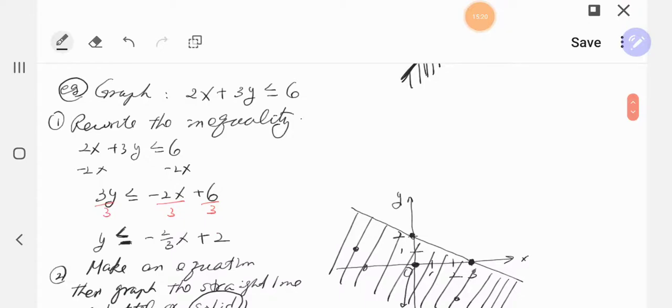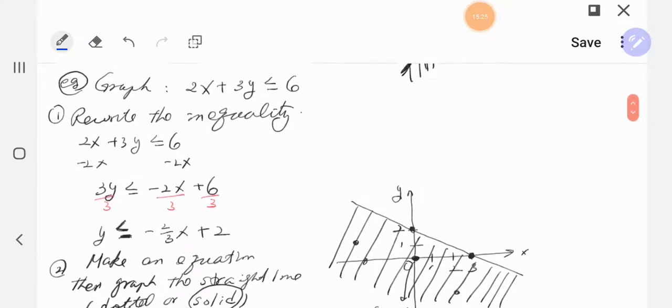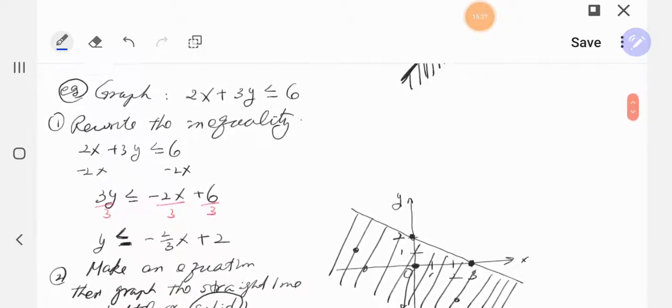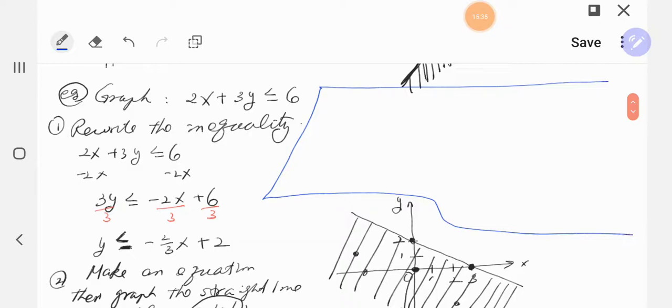Or you can do it this way. Here's another approach. Okay, so anyway, we have to write an equation. Okay, number 2. Another approach. Okay, another approach is this. Write this as an equation, and then graph. Okay, graph the straight line.